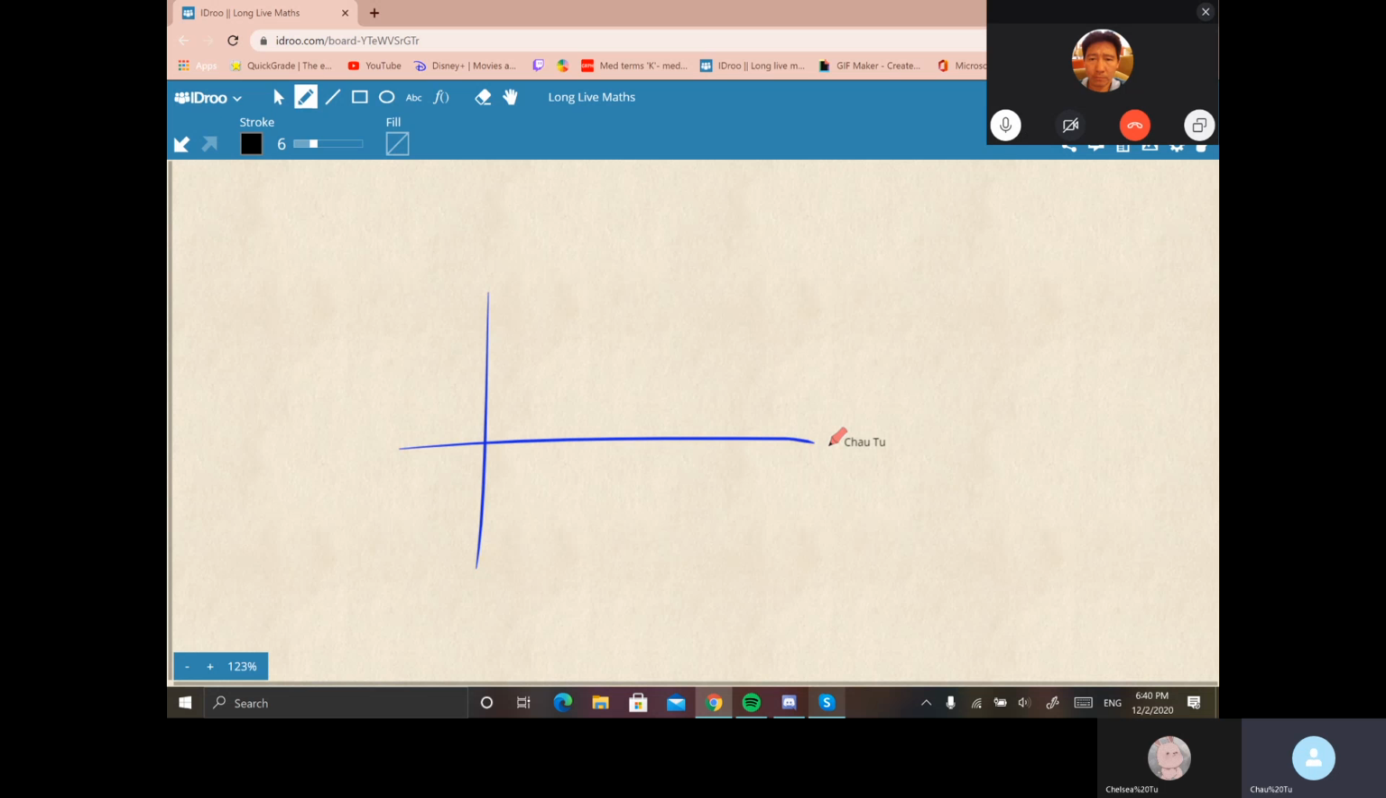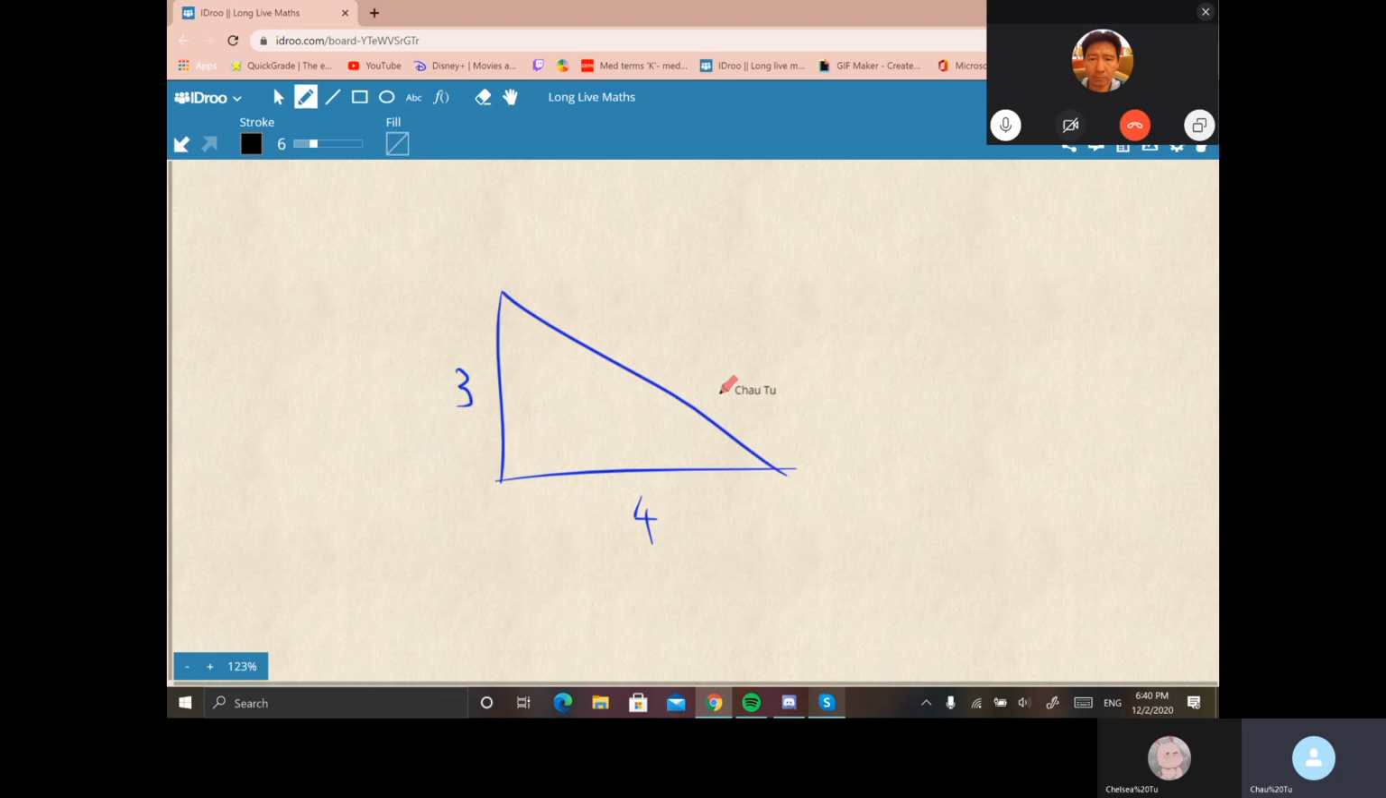Okay, let's get started. So let's say you've got a triangle here, with sides 3, 4, and 5. A right angle triangle. You have to tell me the dimensions of the biggest rectangle that I can fit inside this triangle. So, for example, you can make it this big.